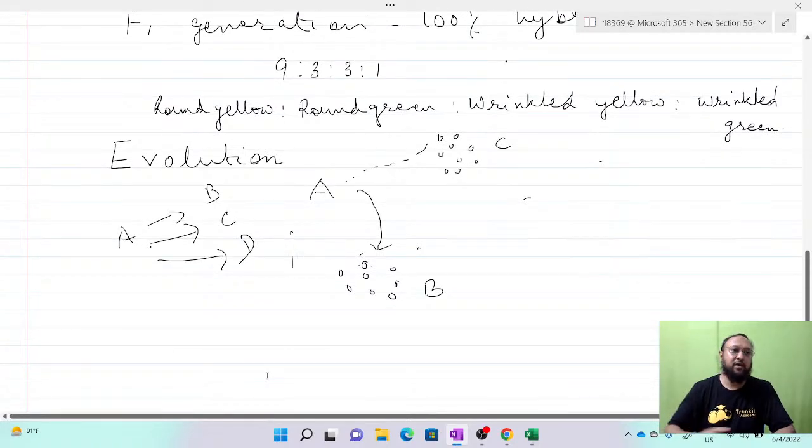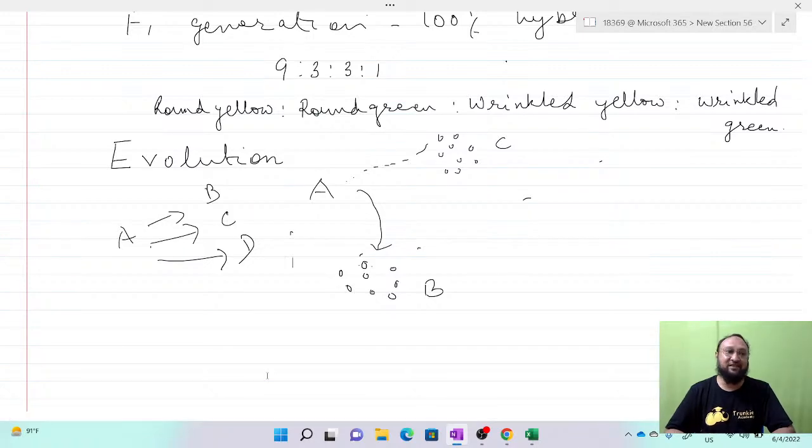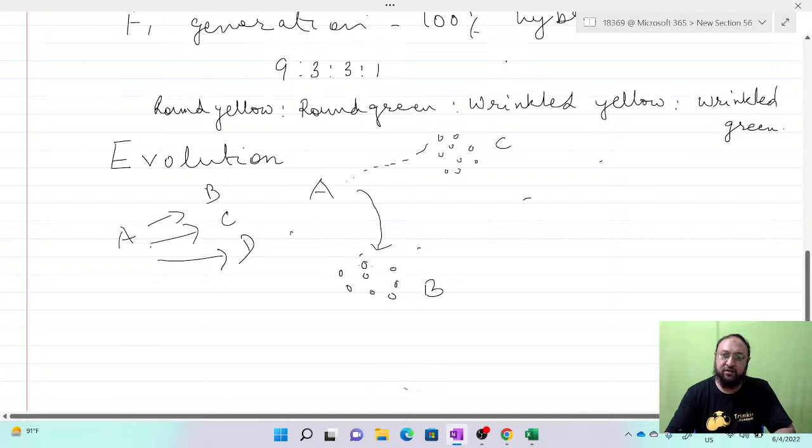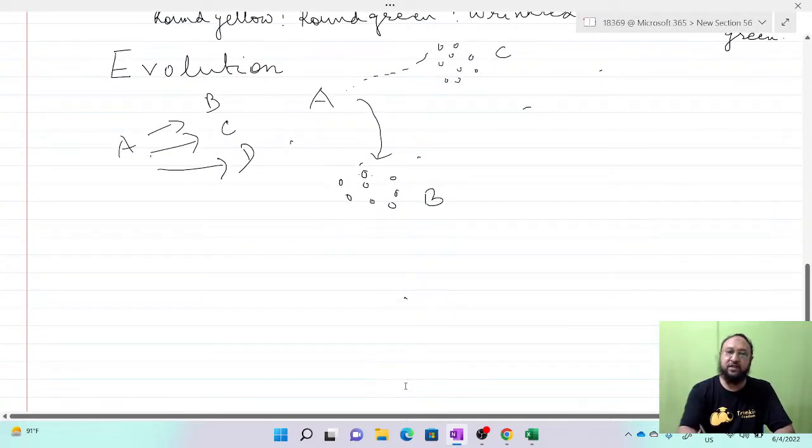Now, the occurrence of speciation is due to some important reasons. The first one is genetic drift. So what is genetic drift? This is important for exams, and also when you go to higher classes it will be very important. So we will say genetic drift.